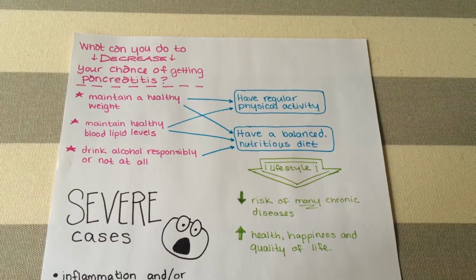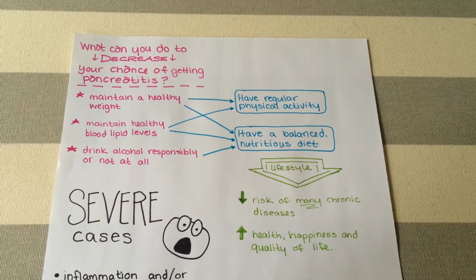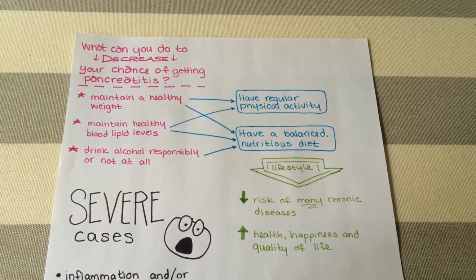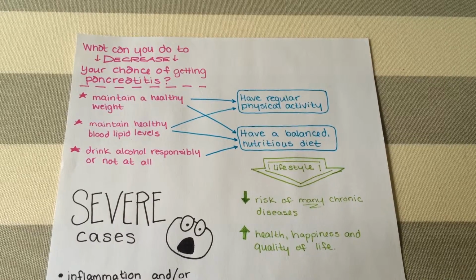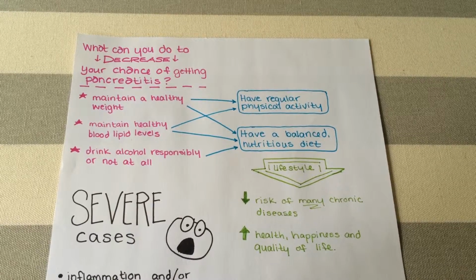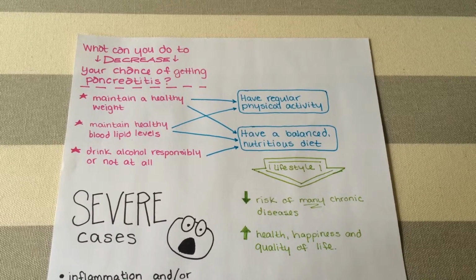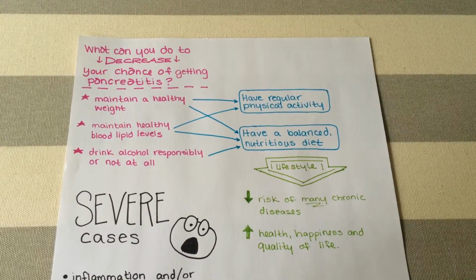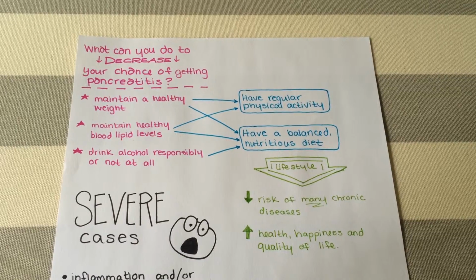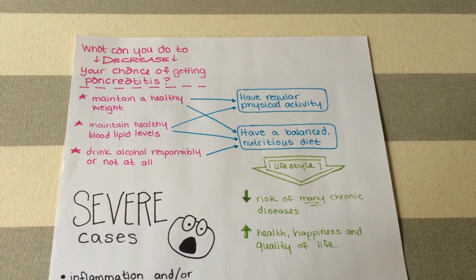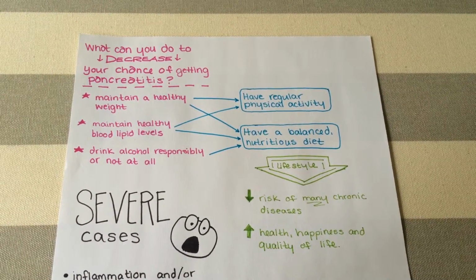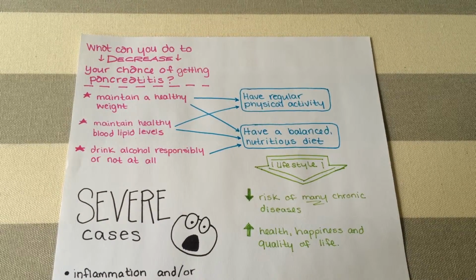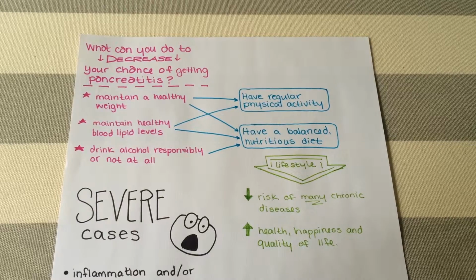Although many of the causes of pancreatitis are out of our control, the two main causes, gallstones and alcohol abuse, can be controlled and impacted by our lifestyle habits. So, what can you do to decrease your chance of getting pancreatitis? Maintain a healthy weight. Maintain healthy blood lipid levels, and drink alcohol responsibly or not at all.